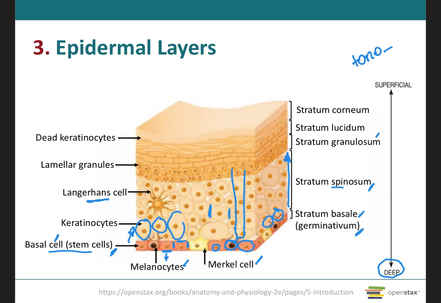So the stratum granulosum means little grains. It will consist of 3 to 5 layers of a little bit more flattened keratinocytes that are mainly undergoing apoptosis. If you recall from Module 2, apoptosis is an orderly, genetically programmed cell death in which the nucleus will fragment before the cells die.